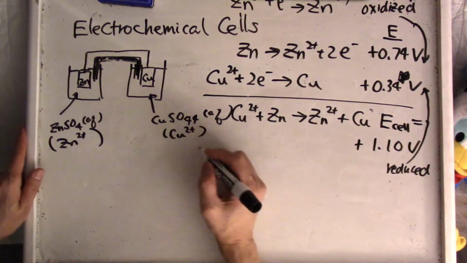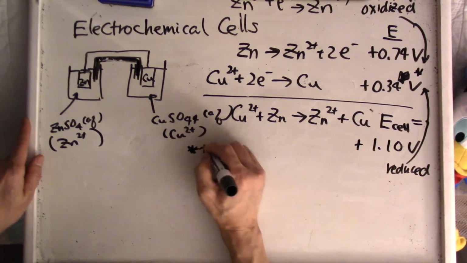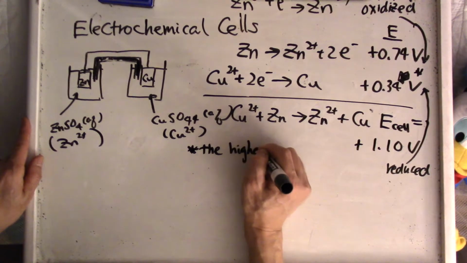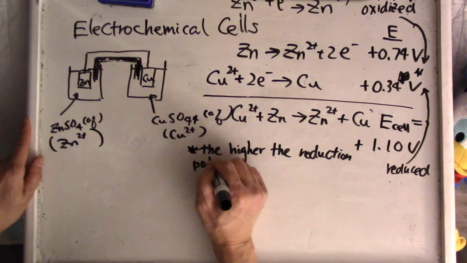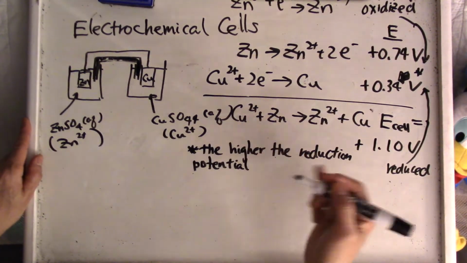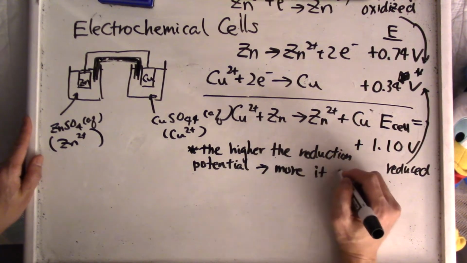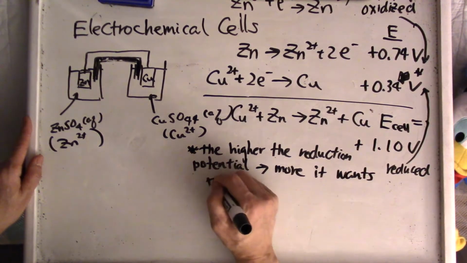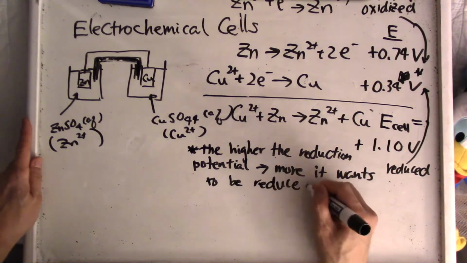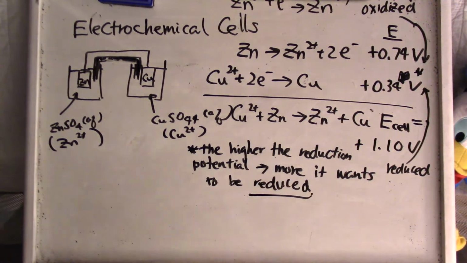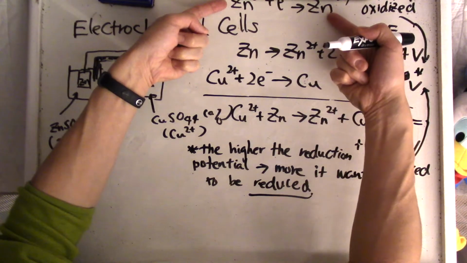Now that's where you want to take notes. The higher the reduction potential, the more the species wants to be reduced. The reduction potential is high, which means the species wants to be reduced. So that's why this side takes the priority. This side is going to be reduced, and the other side has to be oxidized.